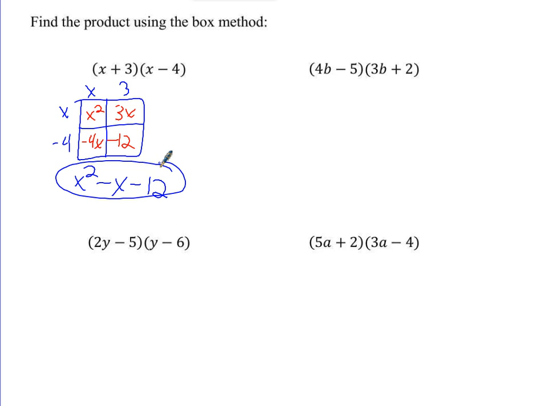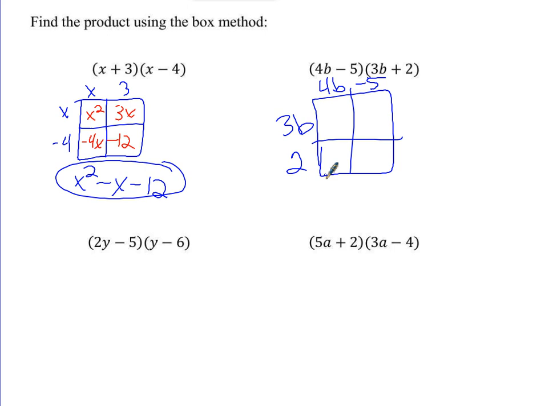So let's go ahead and do that second one. What do I do? Draw the box. So 4b and -5. Okay. So then my answer becomes -10. There you go.